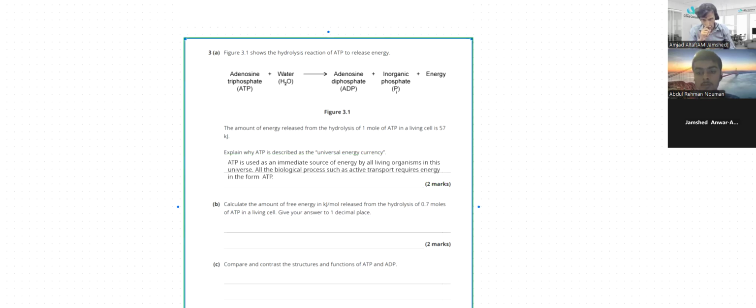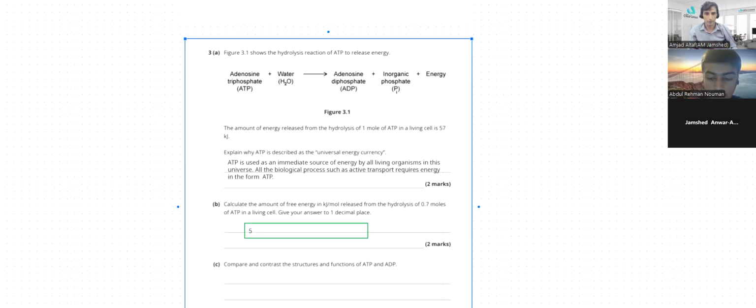Then you have the second question, which is also a 2 mark question. Calculate the amount of free energy in kilojoule per mole released from the hydrolysis of 0.7 moles of ATP in a living cell. Give your answer to one decimal place. So energy released from 1 mole of ATP is equal to what? 57 kilojoules. If you want the energy from 0.7 moles, you have to multiply it with that. 57 times 0.7, and at the end you will get the answer. What's the final answer?